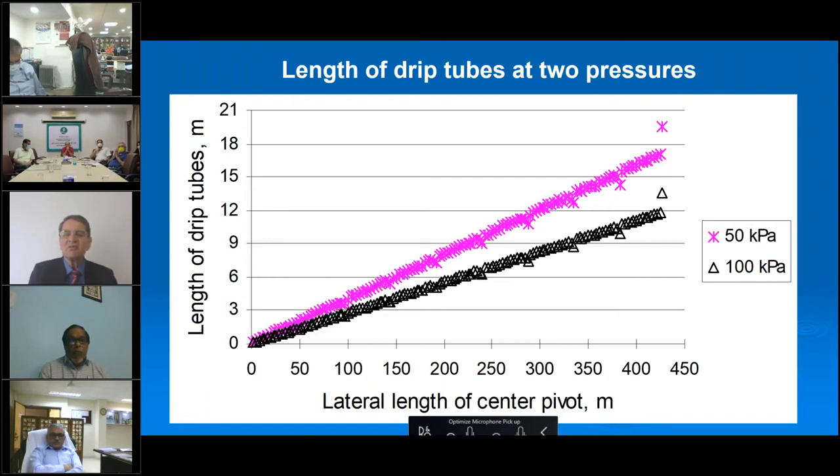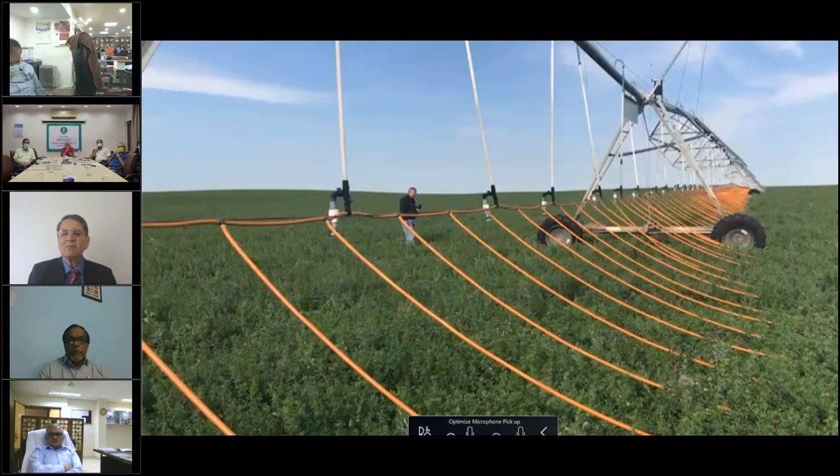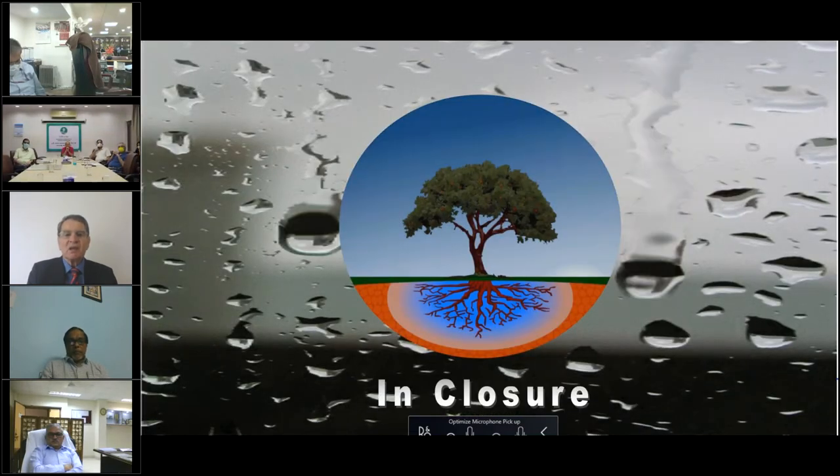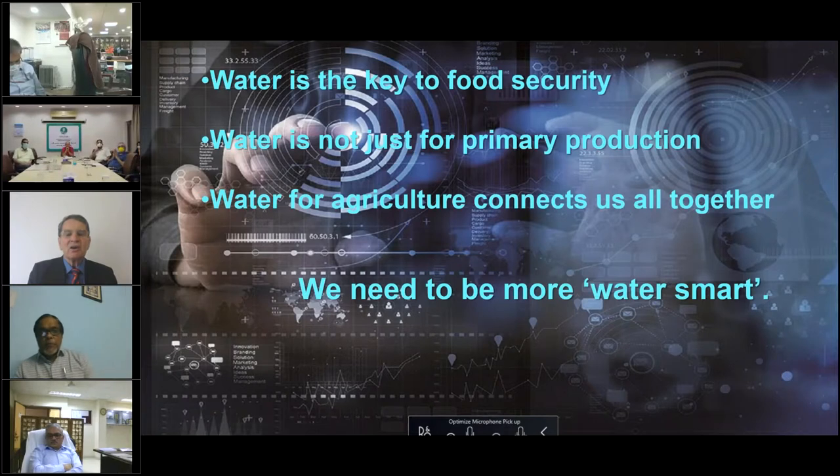Drippers are spaced 75 millimeters, but it is not the normal dripper that we have available at the present moment. It's a special type of dripper that can be drawn on the soil surface and then apply the water to whatever crop is being planted. So in closure, a lot of technologies, a lot of new innovations, but the essence is that we are applying the water effectively and efficiently with that equipment.